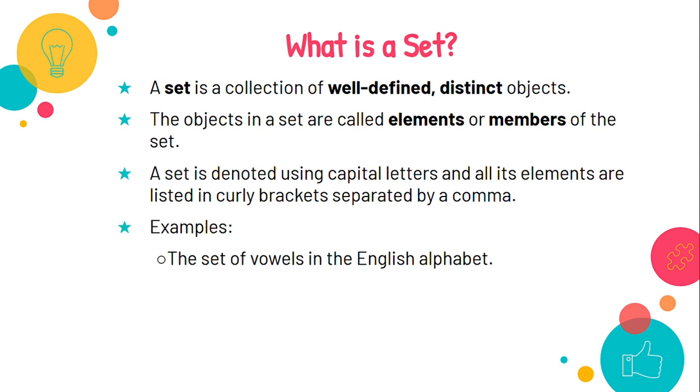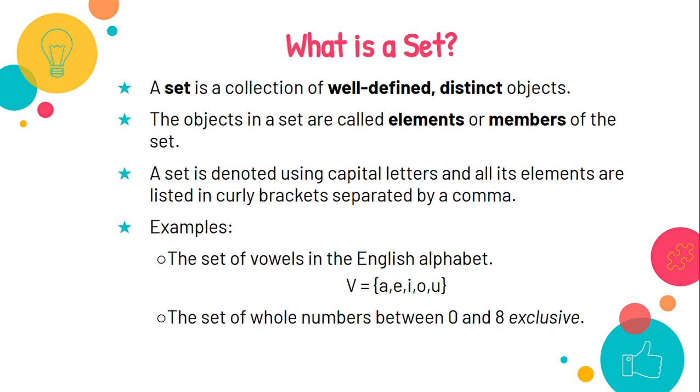So for example, if we define a set as vowels in the English alphabet, we can name that set. We've decided to call it set V. Notice we use capital V to represent the set. And so set V would be equal to A, E, I, O, and U. Now notice that each of the letters is separated by a comma and all the elements are enclosed in curly brackets.